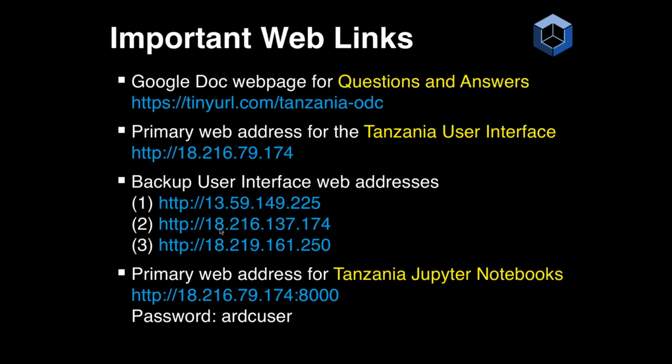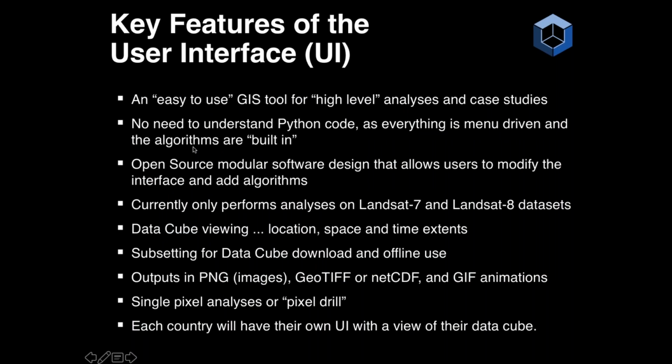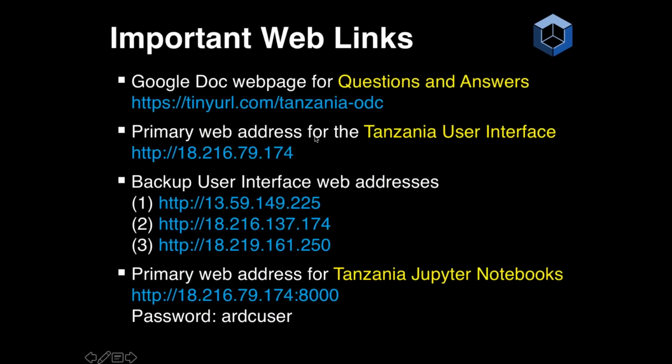I mean, the way we've got this all set up, it's one data cube. You just use various computational resources to point to that data cube and run test cases. So this is the one we're going to focus on now. Oh, let me go back. Is the Tanzania user interface 18, 216, 79, 174.